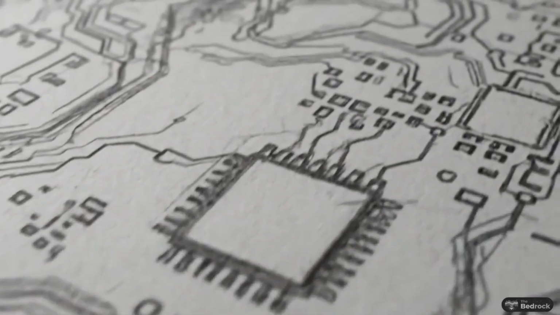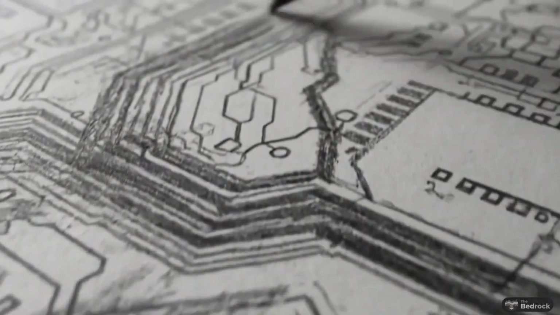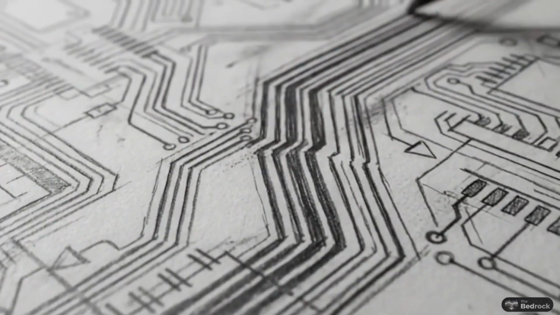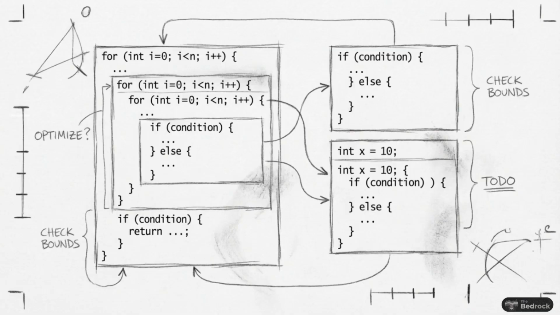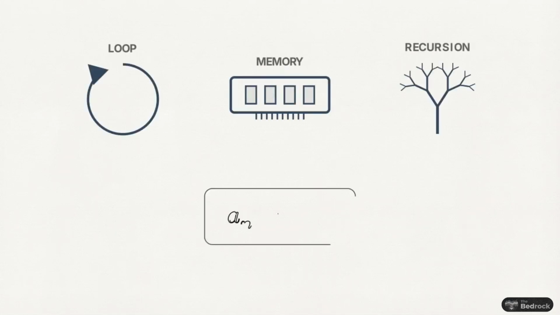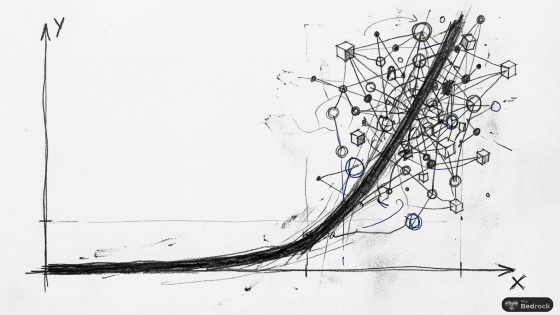When a progress bar fills a screen, or a database query returns thousands of rows in milliseconds, we witness the output of high-speed sequential execution. These programming constructs are not arbitrary syntax. Every loop, every memory allocation, and every recursive function is a direct implementation of discrete sequences. This reveals the concept of complexity as sequence growth.